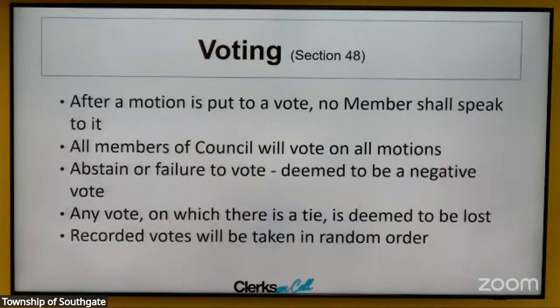And section 48 of the new draft bylaw provides additional direction regarding voting. That is, after a motion is put to a vote, no member shall speak to it. All members of council will vote on all motions. If a member abstains or fails to vote, it's deemed to be a negative vote. Any vote on which there's a tie is deemed to be lost, and recorded votes will be taken in random order, as is the current practice.